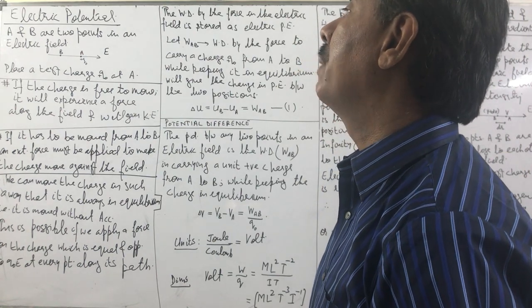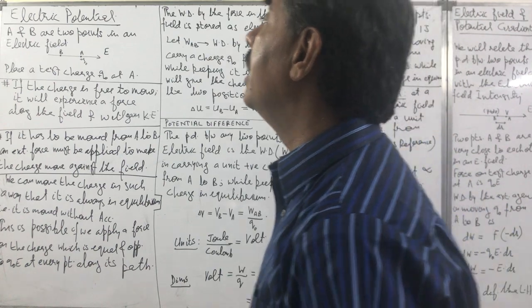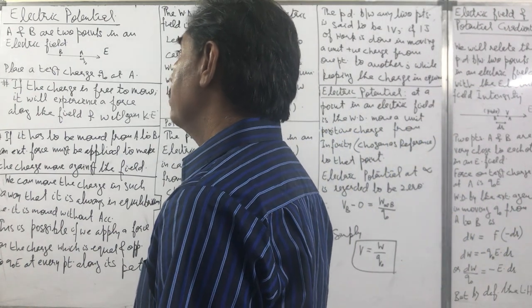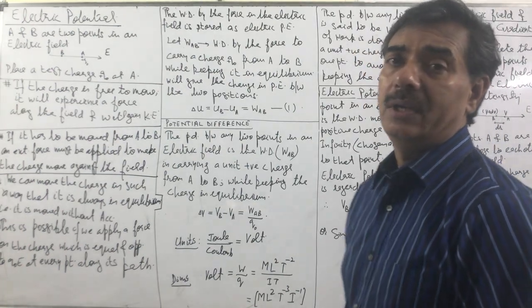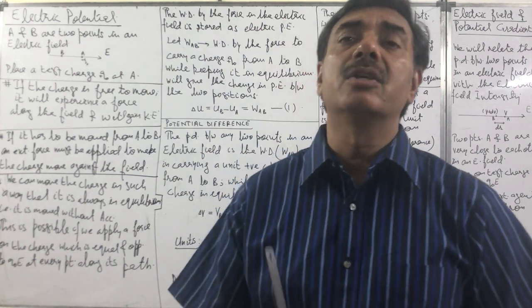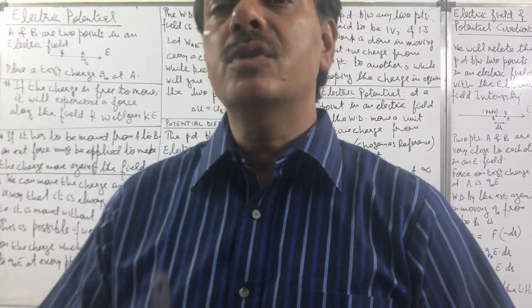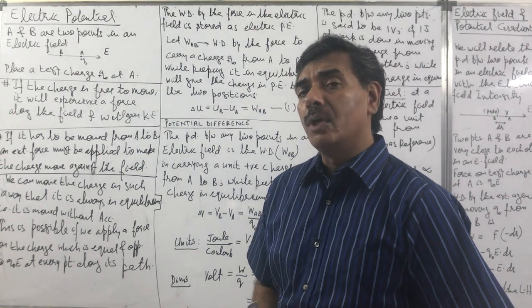We have a test charge plus Q naught at A. We have to move this test charge from A to B, that is against the field. It is necessary and important that we apply an equal and opposite force by an external agent. And the force by the external agent must be equal and opposite to the applied force at all times.